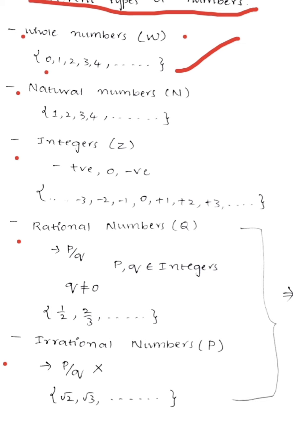Now coming to natural numbers. Natural numbers are denoted by capital N and natural number starts with 1. The set is represented like this: 1, 2, 3, 4, so on, etc. Natural numbers doesn't consist of 0.